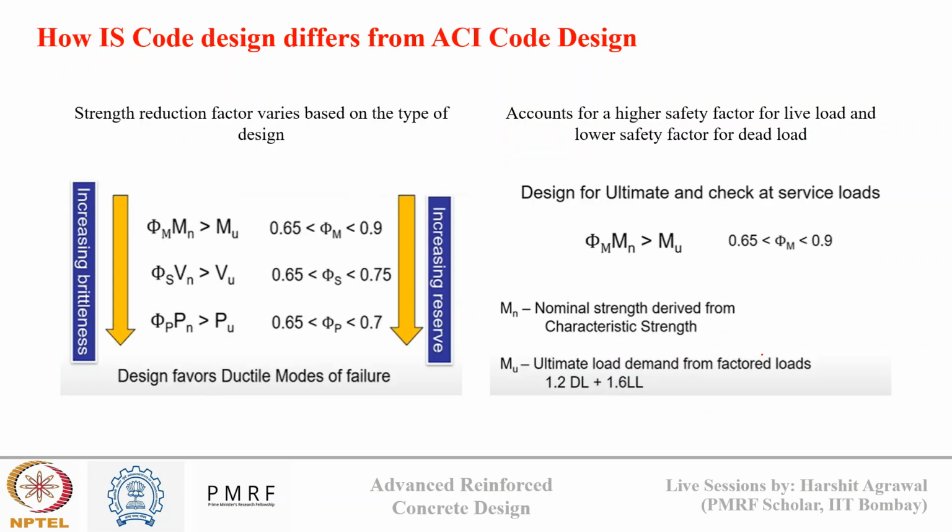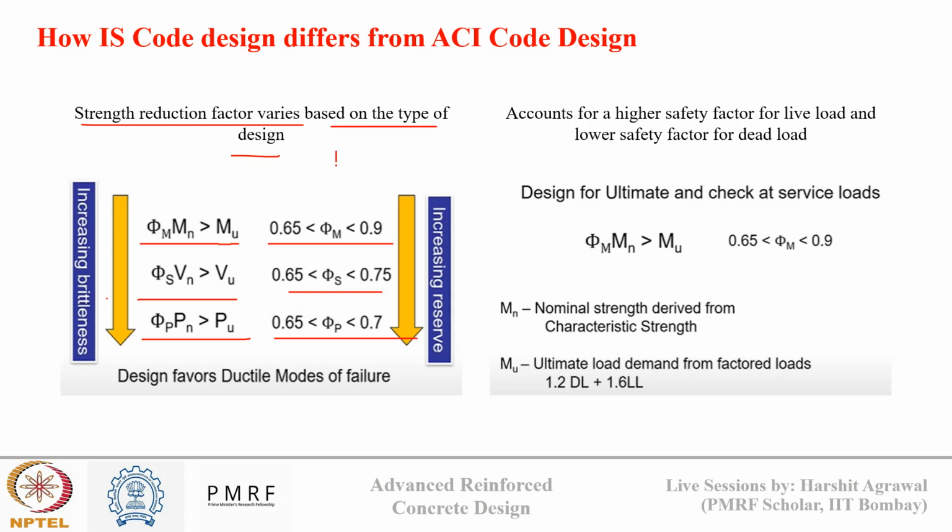However, such factors are not the same everywhere. If you see how ACI code takes these factors into account, in ACI code the strength reduction factors or the loading factors vary based on the design. If you're designing for bending, they take a different set of reduction factors. If you are designing for shear, different sets of factors are there, and if you are designing for axial, different sets of factors are there.